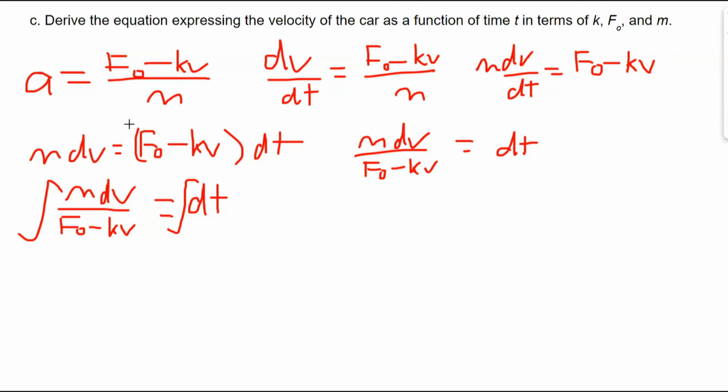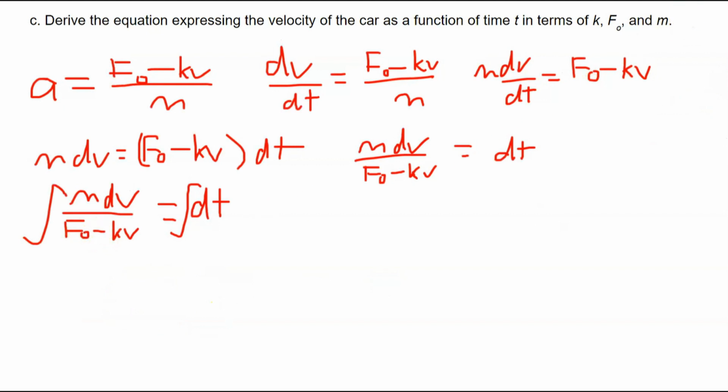M is mass, that's a constant. F sub naught, the question told us it was constant, so that's also a constant. And k was explicitly stated to be a positive constant. So while this isn't what the expression is at all, just imagine that this left integral is just the integral of, say, 3 dx over 2 minus 5x. And then suddenly you see, oh, this is just going to result in an ln and a u sub.